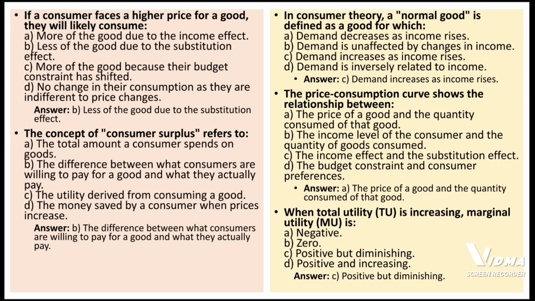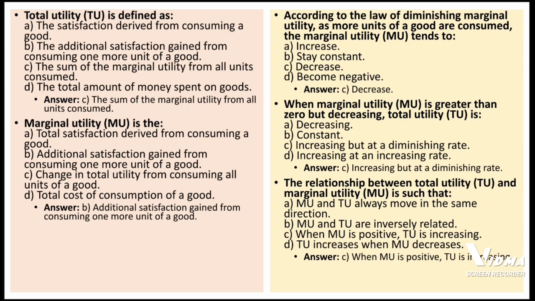When total utility is increasing, marginal utility is, answer is C, positive but diminishing. Total utility is defined as, answer is C, the sum of the marginal utility from all the units consumed. Marginal utility is, answer is B, the additional satisfaction gained from consuming one more unit of a good. According to the law of diminishing marginal utility, as more units of a good are consumed, the marginal utility tends to, answer is C, decrease. When marginal utility is greater than 0 but decreasing, total utility is, answer is C, increasing but at a diminishing rate.